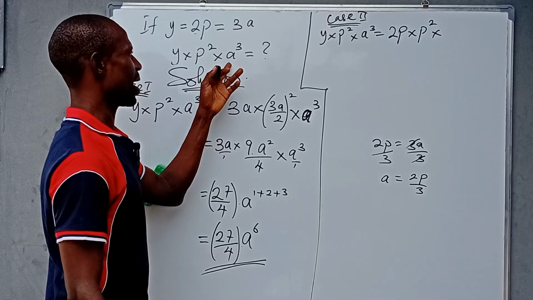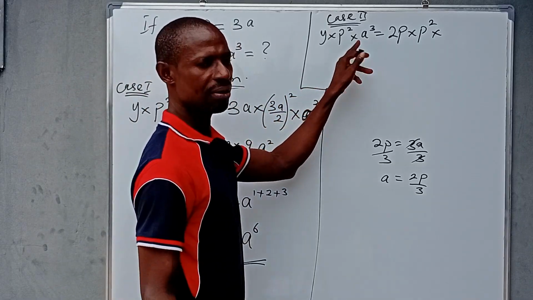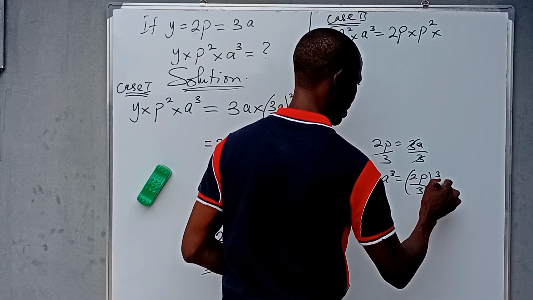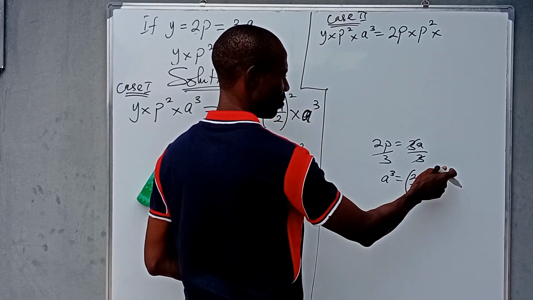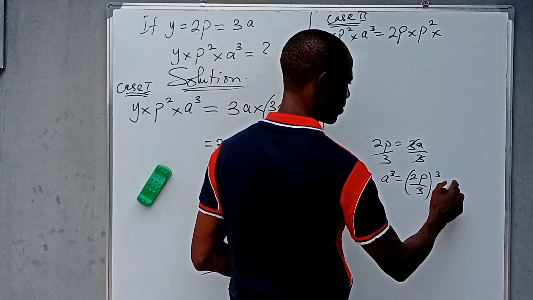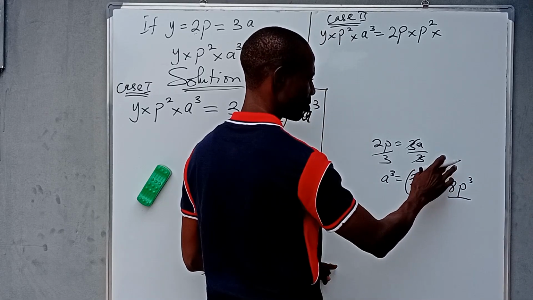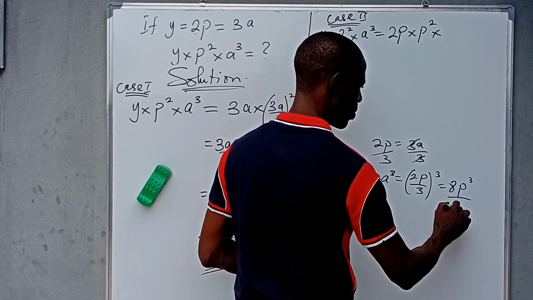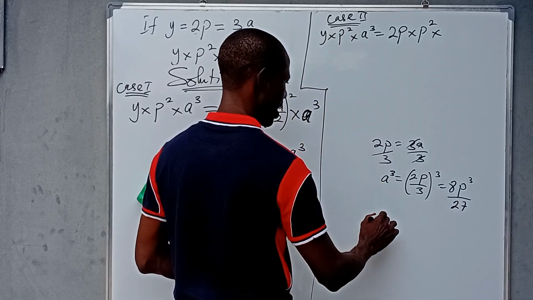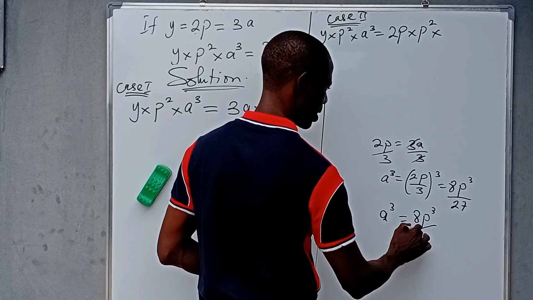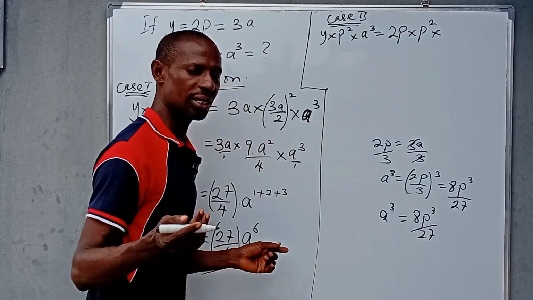But look at the a we are having here. It's a raised to power 3. So we raise this to power 3, we equally raise this to power 3, which is going to give us 8p raised to power 3 all over 3 raised to power 3, which will give us 27. So we now have a to the power of 3 is equivalent to 8p raised to power 3 all over 27. Easy.